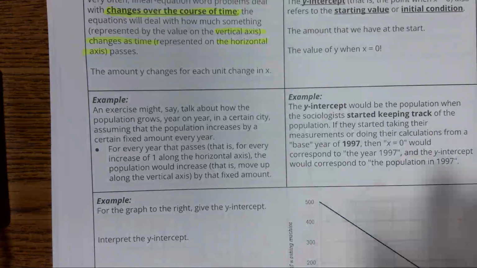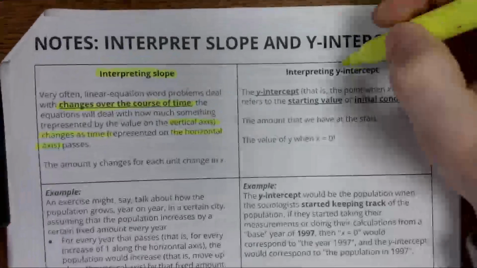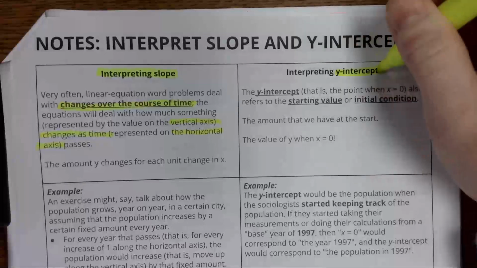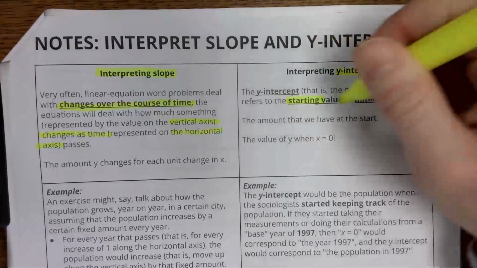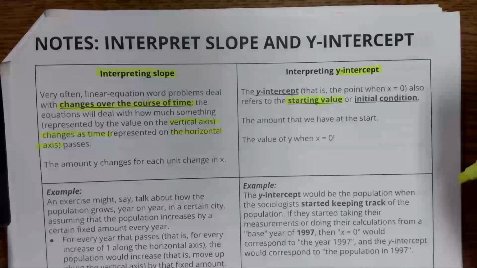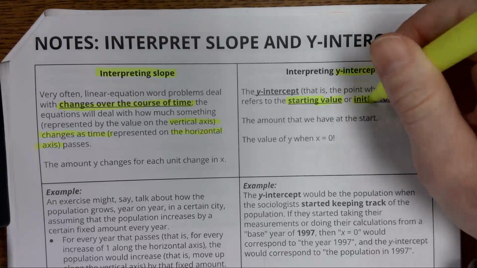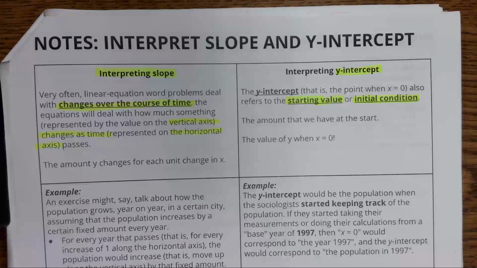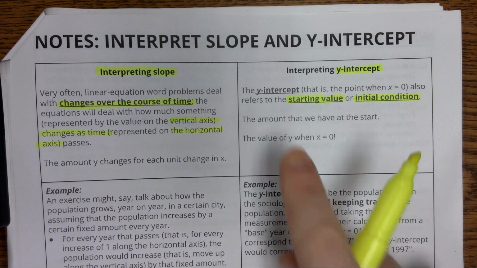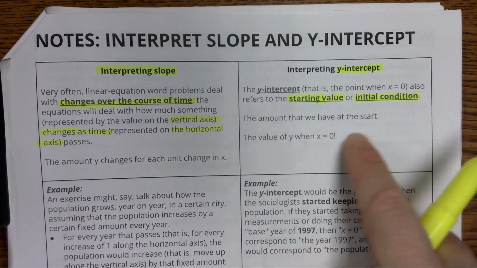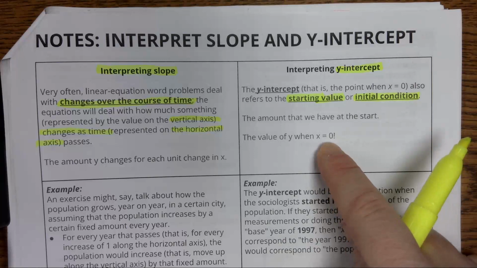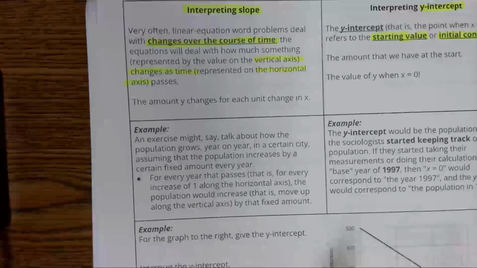All right, what about the y-intercept? What do we need to know about the y-intercept in a word situation? The y-intercept is like our starting value. Like, where does it start? At time 0 or at quantity 0? Or have you heard the phrase initial condition before? Okay, initial means beginning value. So it's going to be the amount we have at the start, or it can be the value of y when x equals 0.